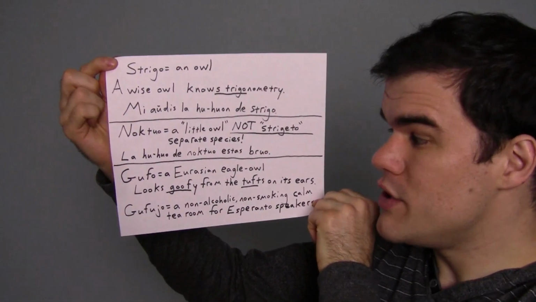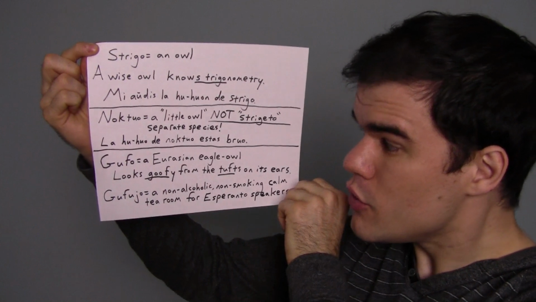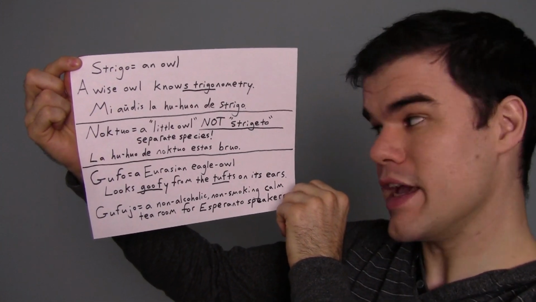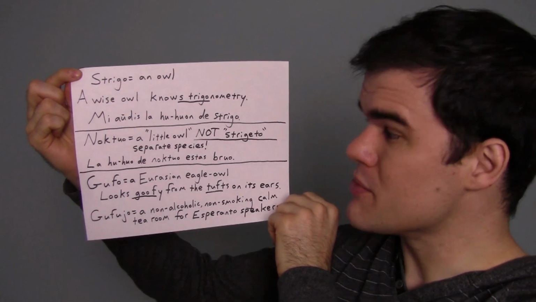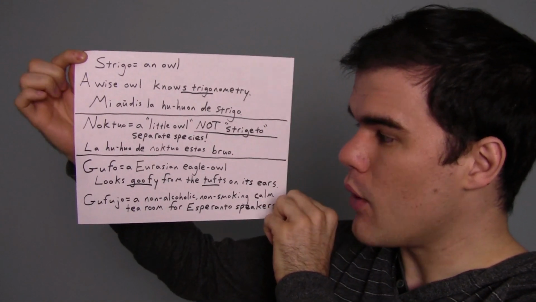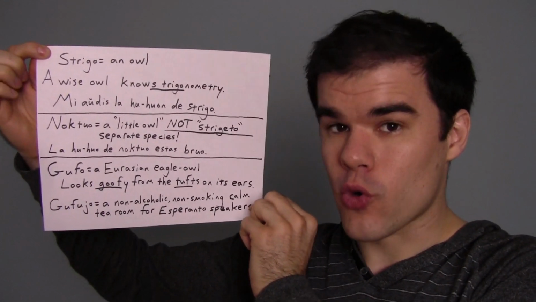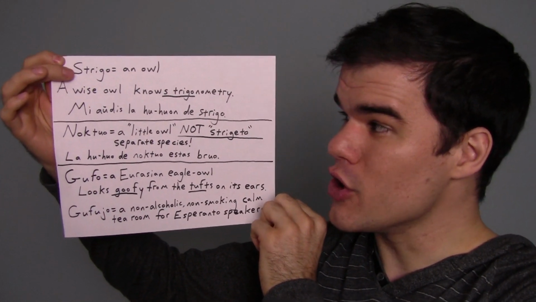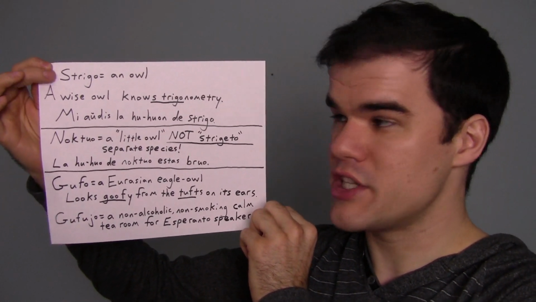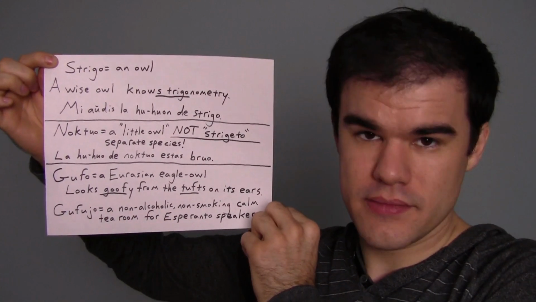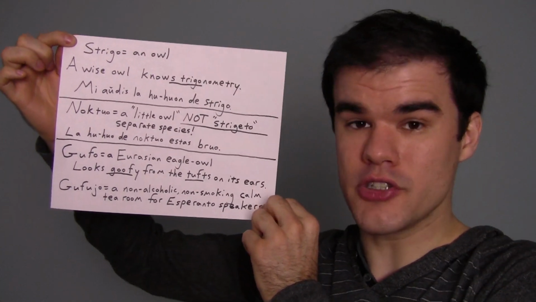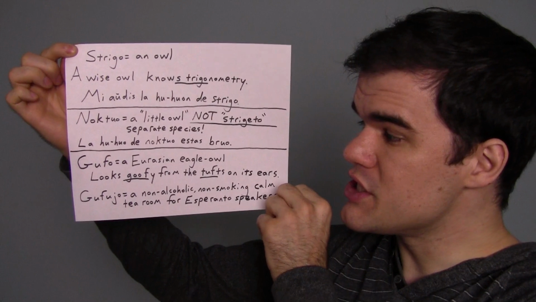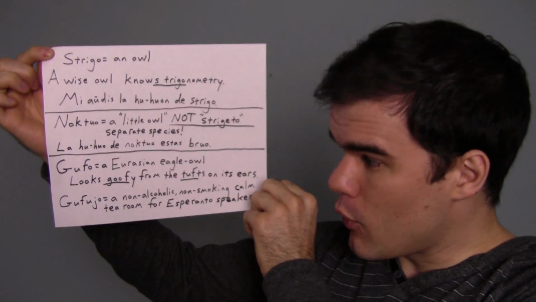And if you see it in print somewhere, you go, noktuo, we're talking about going through the night, or what is it? It's talking about a bird, okay? It's talking about an owl there, so la huhuo de noktuo estas bruo. The huhuing of a little owl is a noise, but it's a separate species from strigeto, just being a general owl. The most famous owl word you need to know, in fact, the reason I'm telling you about strigo is that you realize there's a better, more general word for owl, because the most famous owl in Esperanto land is gufo, which is the Eurasian eagle owl.